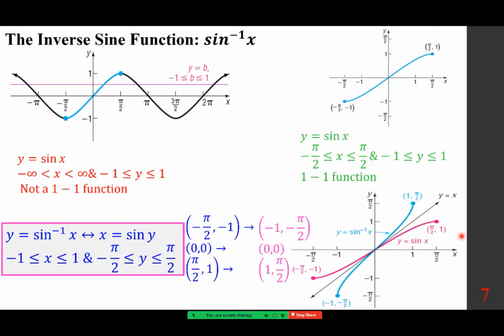So we are looking at sine inverse and sine x at the same time, and we notice the graphs are symmetric with respect to the line y equals x.